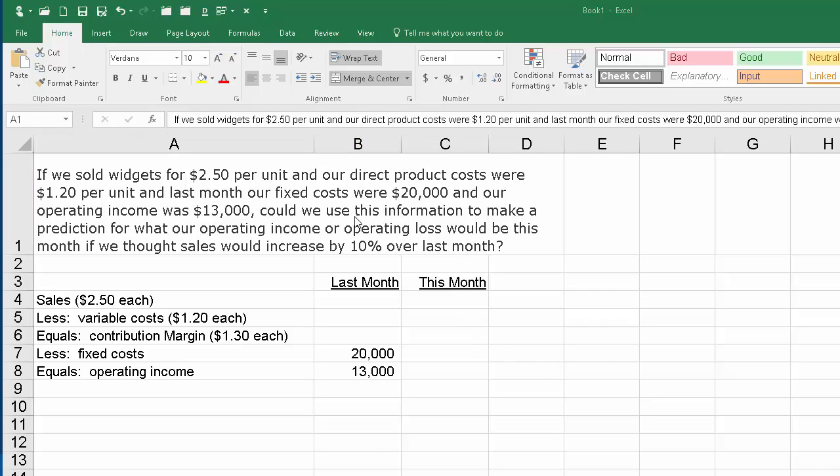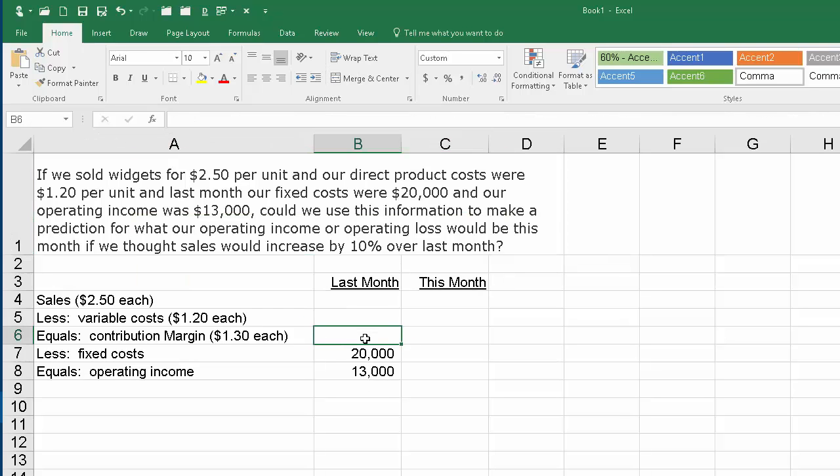Okay, now I corrected the English there so it reads a little better. So here's how I would set this up. We've got last month and this month. We know sales are $2.50 each. Their variable costs are $1.20. Therefore, $2.50 minus $1.20 would get us our contribution margin of $1.30. We know that the fixed costs were $20,000 and operating income was $13,000.